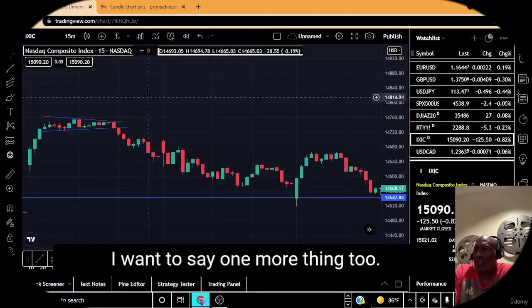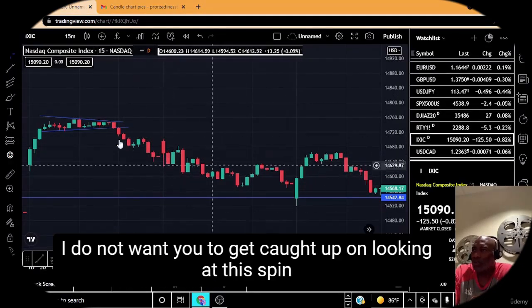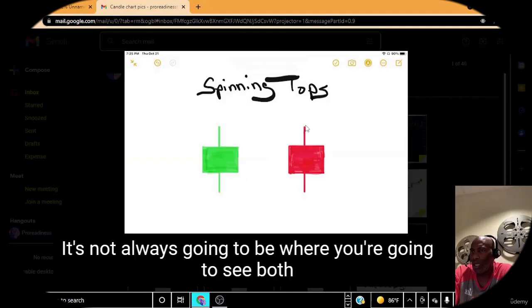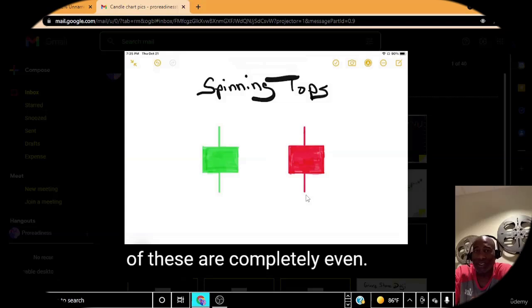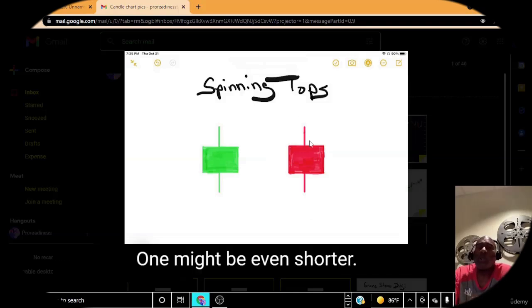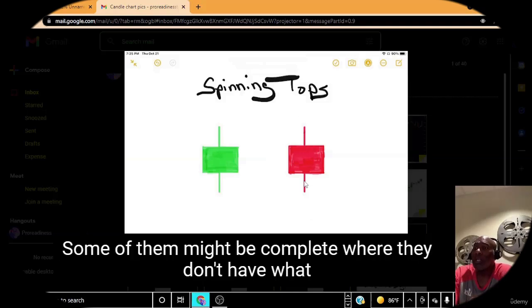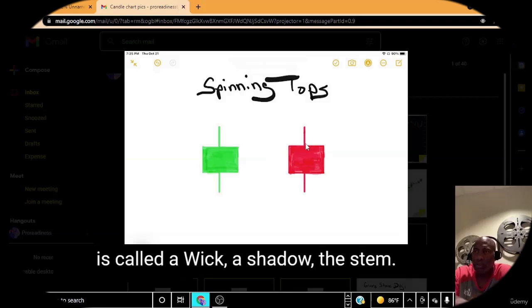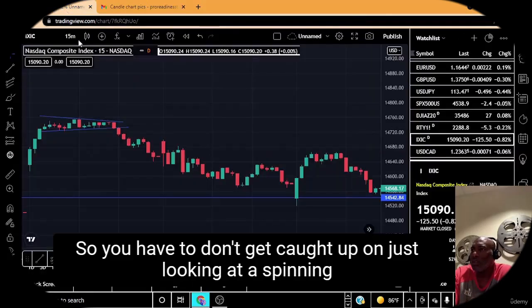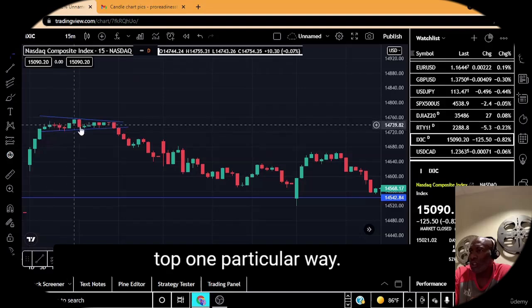I want to say one more thing too. I do not want you to get caught up on looking at this spinning top the way you see it here. It's not always going to be where you're going to see both of these completely even. That does not mean it's not a spinning top. One end might be a little longer. One end might be even shorter. Both ends might be shorter. Some of them might be completely where they don't have what is called a wick, a shadow, the stem. So don't get caught up on looking at a spinning top one particular way.